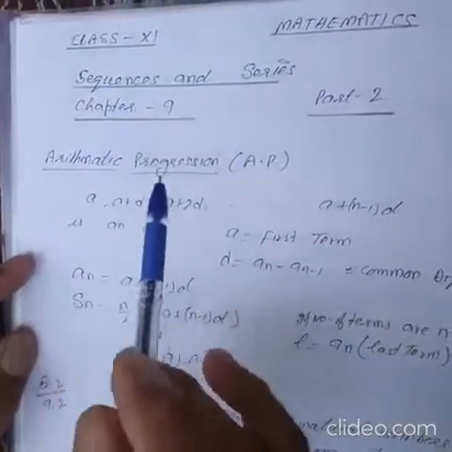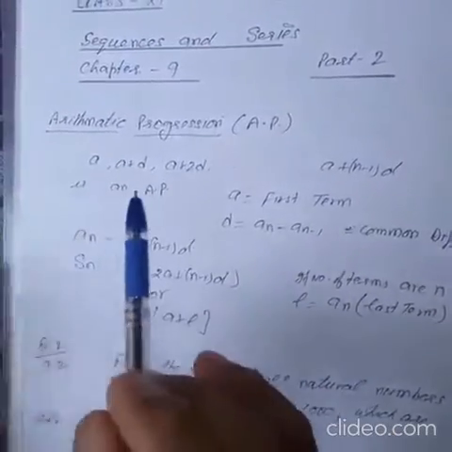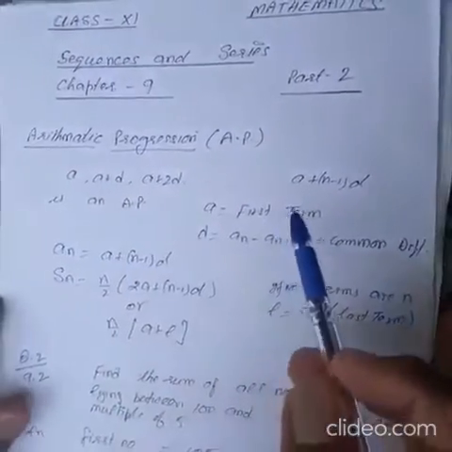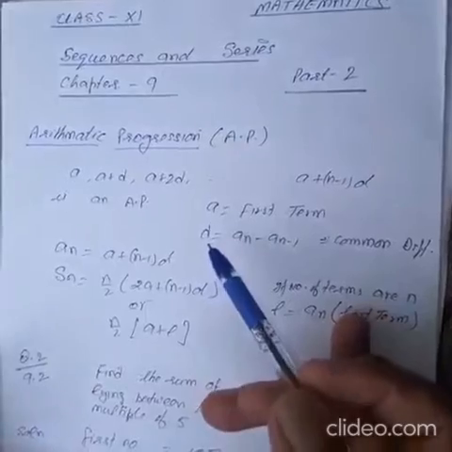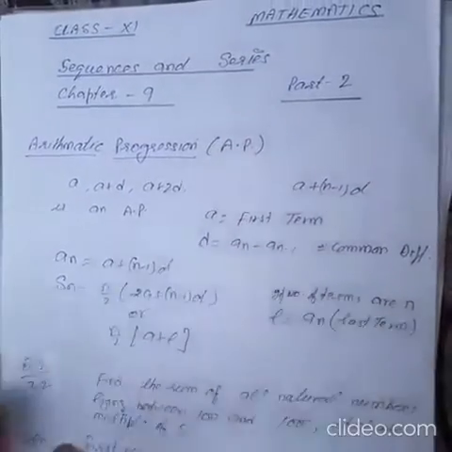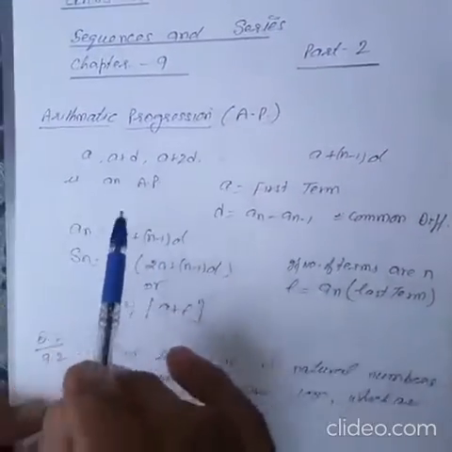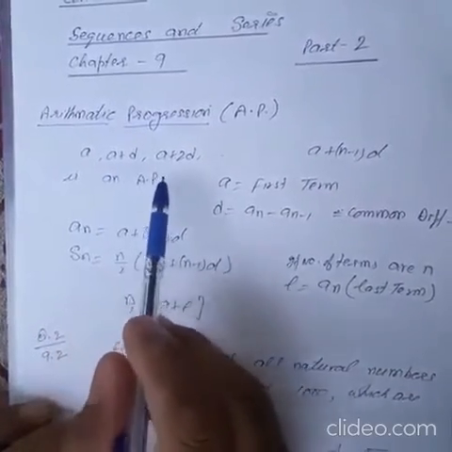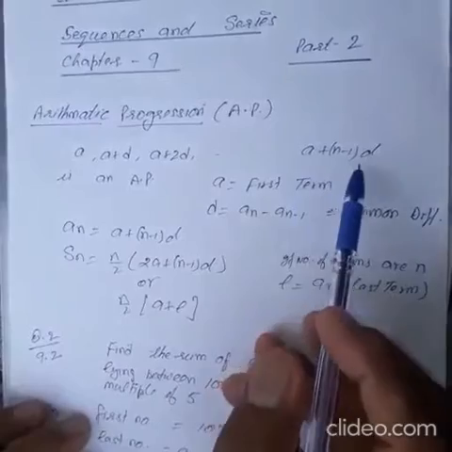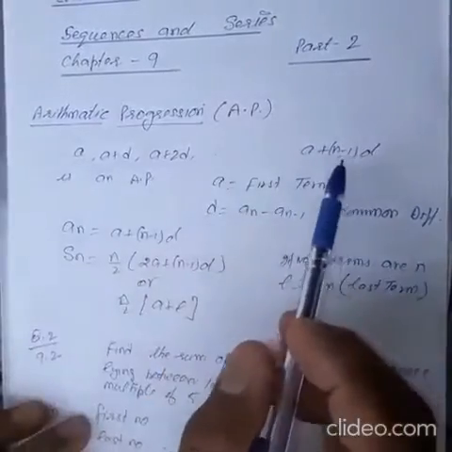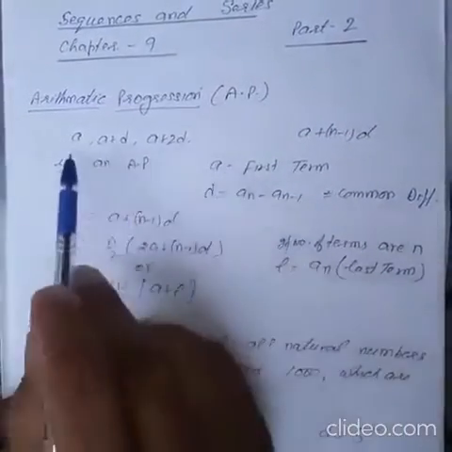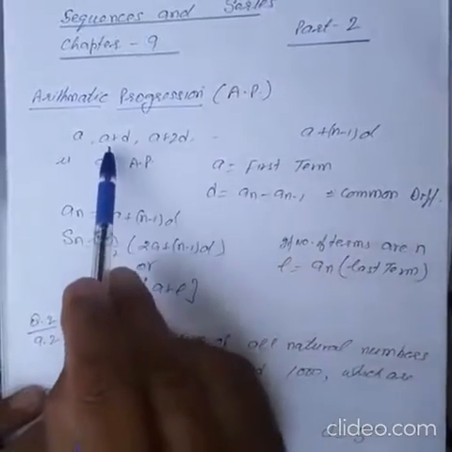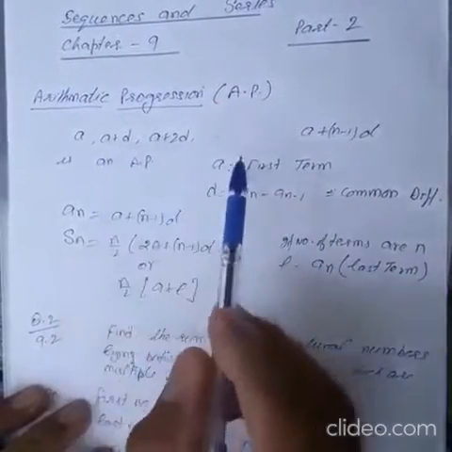This is chapter 9 of NCERT and we are doing AP. You may think this is just a revision of the topic of AP that you have done in class 10th. We have done a few results, it is a quick revision. Now A, A plus D, A plus 2D up to A plus (n minus 1) into D. This is a general AP whose A is the first term. This is the second term, A plus D, and so on.